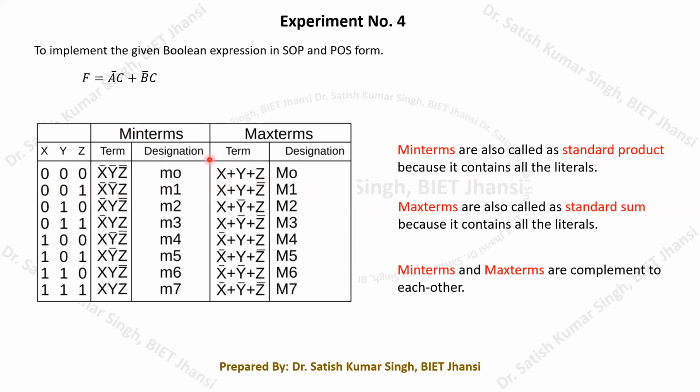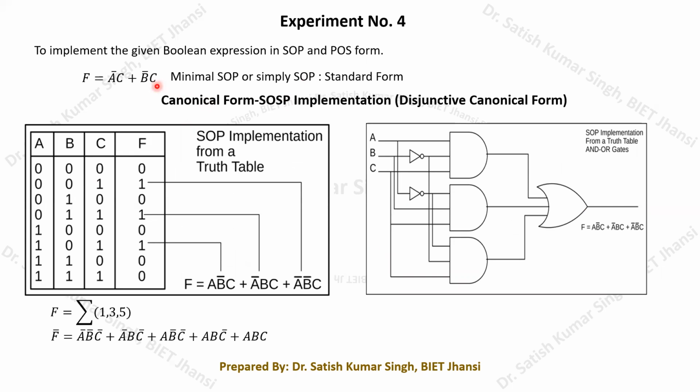Once you understand these min terms and max terms, we can go on to see the different forms in which Boolean expressions can be represented. For example, here we already have one function f which equals a bar c plus b bar c. This representation is also known as the minimal SOP representation, meaning minimal sum of products form. So this function is given in minimal SOP form, which is a standard form representation of a Boolean function.